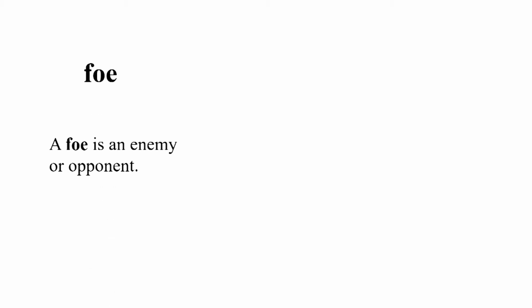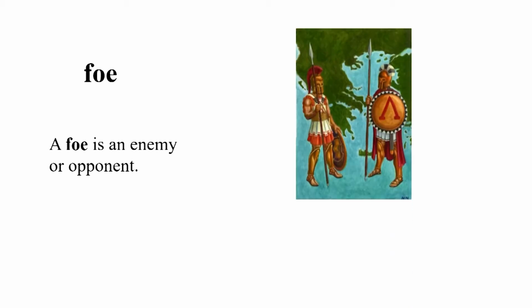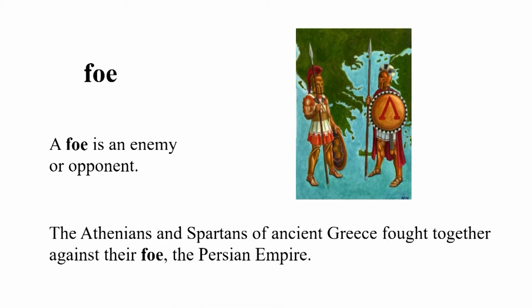Our next word is foe. Repeat after me. Foe. That is an easy one. How many syllables are in foe? That's right, only 1. A foe is an enemy or an opponent. Let's use it in a sentence. The Athenians and Spartans of ancient Greece fought together against their foe, the Persian emperor. Miss Julianne, can you think of any insect that might be considered a butterfly's foe? A lizard or frog. That's right, the lizard or frog.